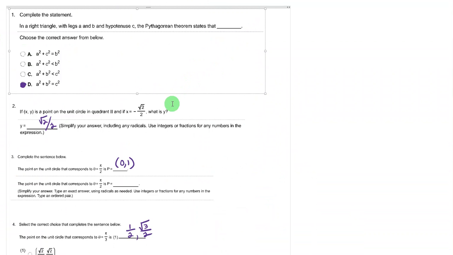All right. In a right triangle with legs A and B and hypotenuse C, the Pythagorean theorem states that. We should know that that's A squared plus B squared equals C squared. That's important to know.